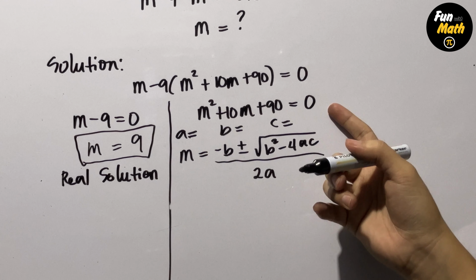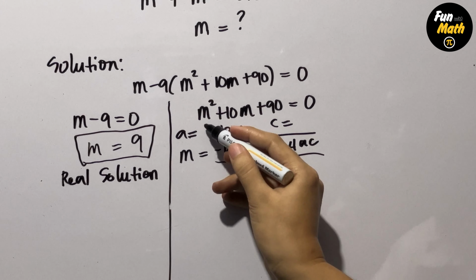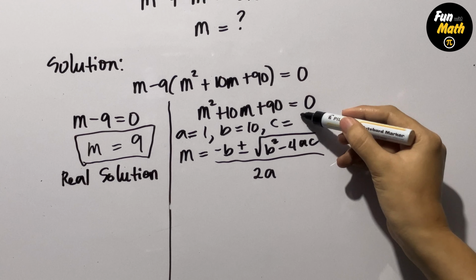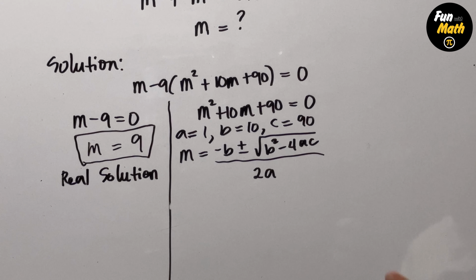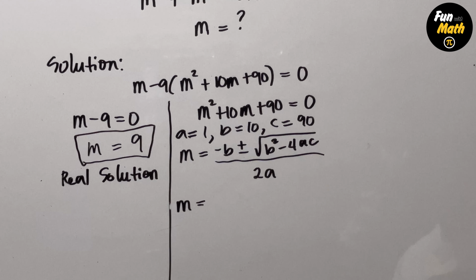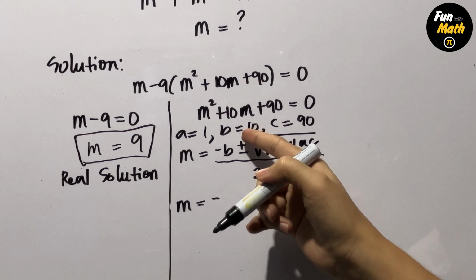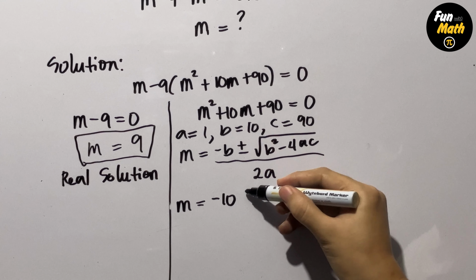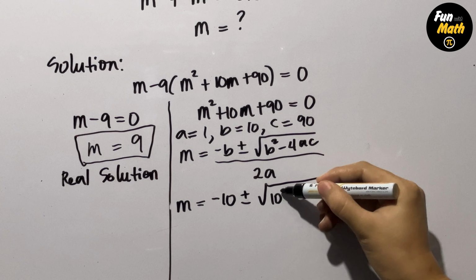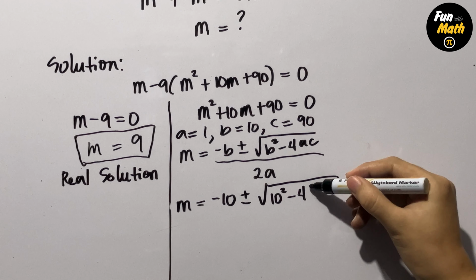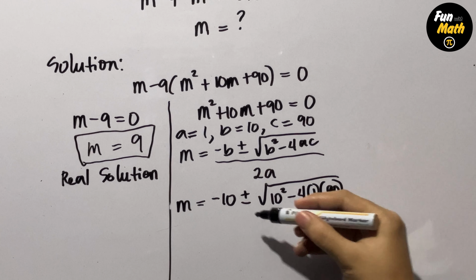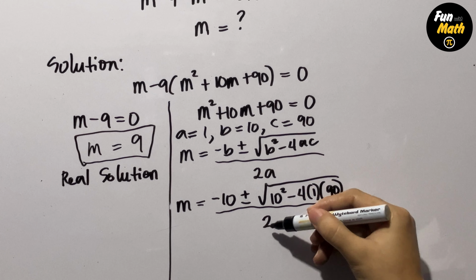Before we use this formula, it's important to identify the values of a, b, and c. For this quadratic equation, a is equal to 1, b is equal to 10, and c is equal to 90. So now we can use the formula. m is equal to negative b, that is negative 10, positive negative square root of b squared, that is 10 squared, minus 4 times a, that is 1, times c, that is 90, all over 2 times a, that is 1.